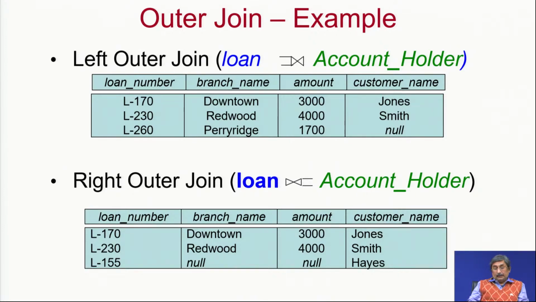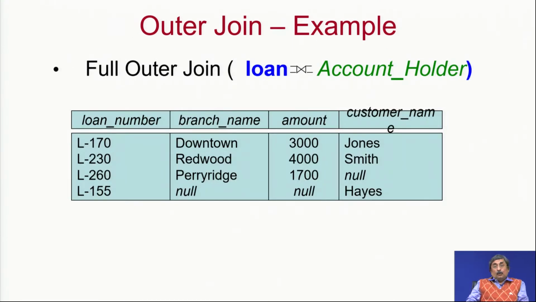For example, Hayes here, whose amount is null, has an account, but he does not have a loan. So, if I want to know which customers did not have a loan, I can do a right outer join, and if I want to know all information about the loan accounts as well as the account holders, then I do a full outer join, right.